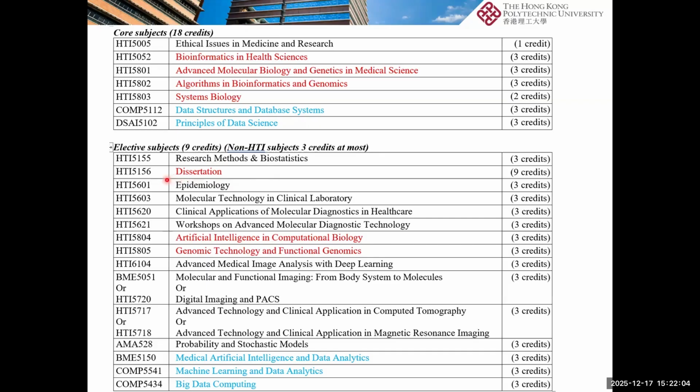I want to stress that the dissertation subject bears 9 credits. In the dissertation subject, the students will have the opportunity to work on research under the supervision of our teaching staff. Like what I have introduced for Professor Zhang's background, some current students are also working under Professor Zhang on the AI project on psychiatric disorders.